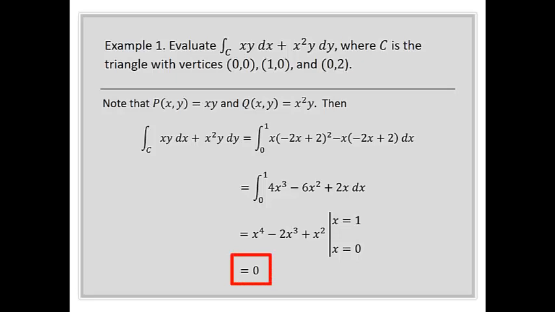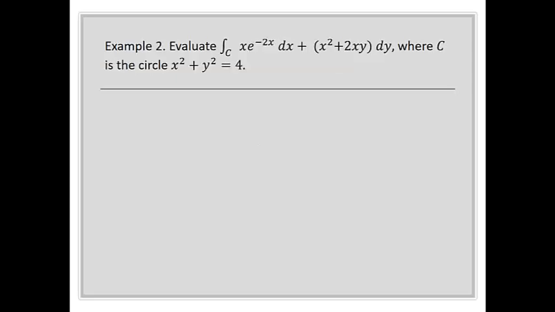Great. So for the line integral here, instead of having to do 3 separate integrals to get those 3 line segments around the boundary of our triangle, we instead did the double integral around that triangular region. Let's do one more example.